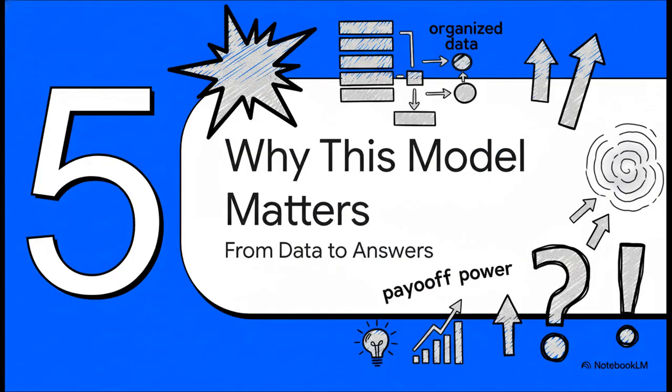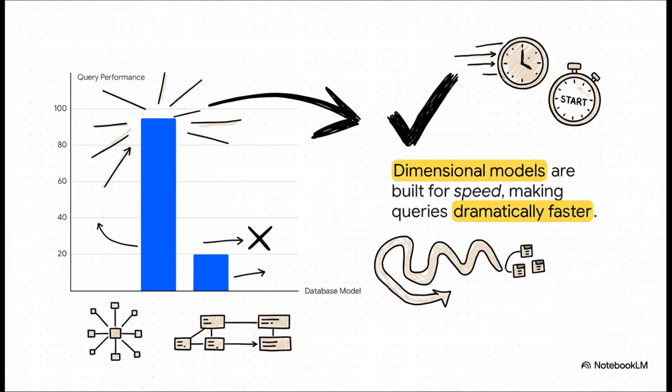Okay, so we've built our star, we've organized our data, but so what? What's the real payoff here? Why would we even bother going through all this? Let's talk about why this model is such a game changer. The number one reason, hands down, is speed. This kind of model is just ridiculously faster for analysis than a traditional database. See, those are built to store data efficiently, not to answer questions quickly. With a star schema, there are fewer moving parts, so you get your answers in seconds, not minutes or even hours.